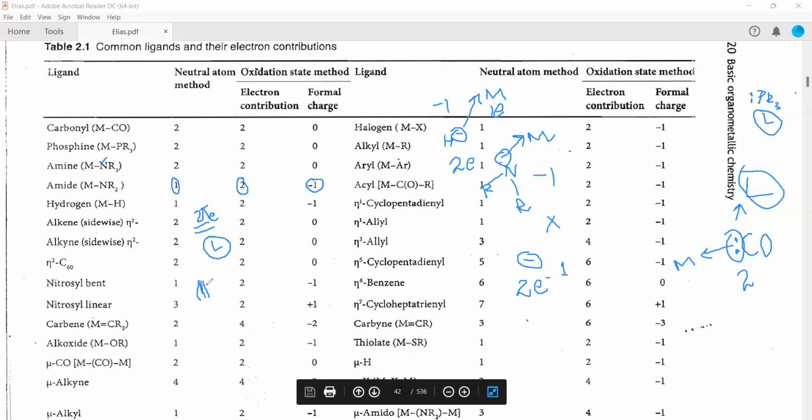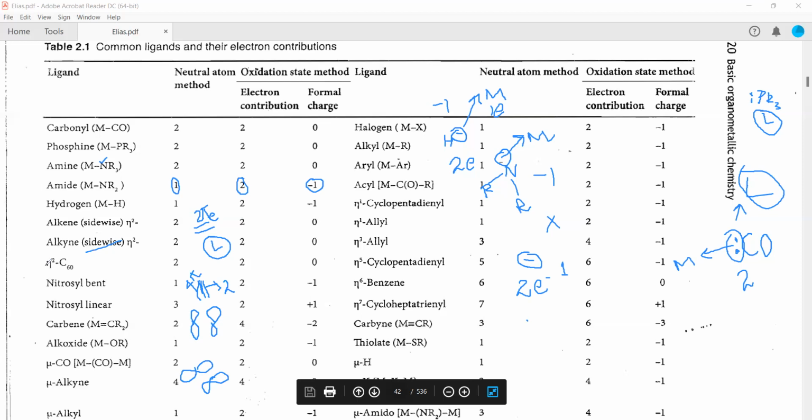Now alkynes, if it is sidewise, so alkynes also 2. You can say that an alkyne has 4 pi electrons, so it can donate 4 pi electrons, and you can say eta 4 also, but it is written sidewise. Sidewise, there are 2 pi electrons, but these are not in the same axis. They are in different orientations. So in the sidewise case, you can only make a bond with one orientation of the pi electrons, so 2 electrons per pi bond. That is why the electron counting is 2. Again, the ligand is L type, and that is why 2 for both methods.